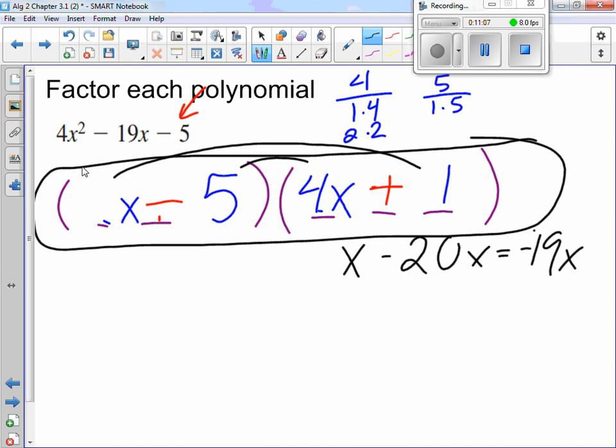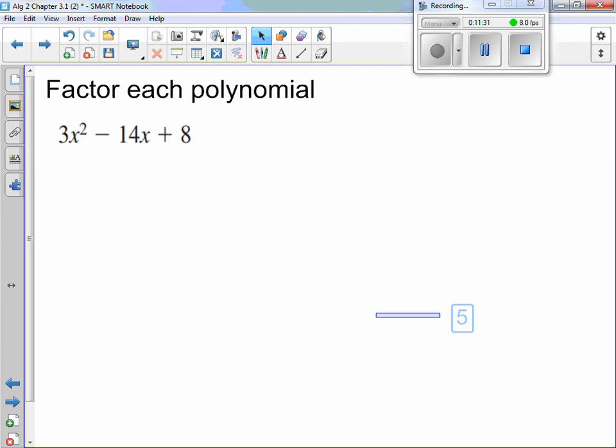So we were almost there with x plus 5 times 4x minus 1. We just needed to change the sign. So if we get the correct number but the wrong sign for the middle term, you need to flip the signs. Questions on this here? Okay.